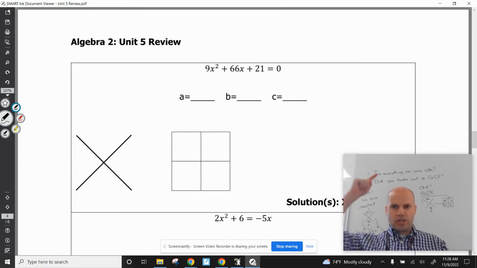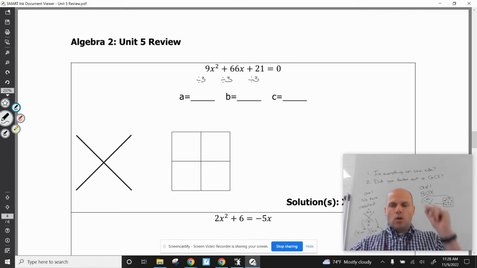Now, is everything on one side? Yes. Can I factor out a greatest common factor? Can I divide everything by a number? Yes. Every single one of these numbers you can divide by 3. If you tried to do the box method for this quadratic without the greatest common factor factored out, it gets real messy and it doesn't work out really nicely. So before you do any problems, guys, on your test, you can do this.